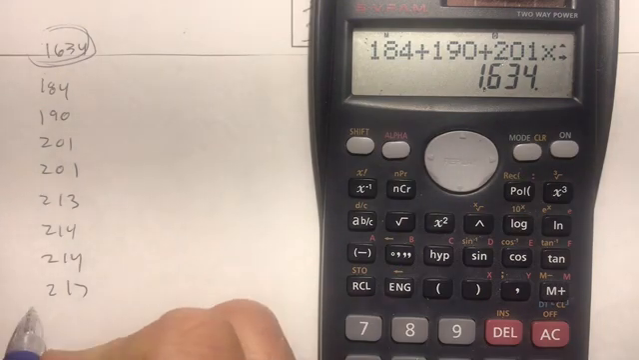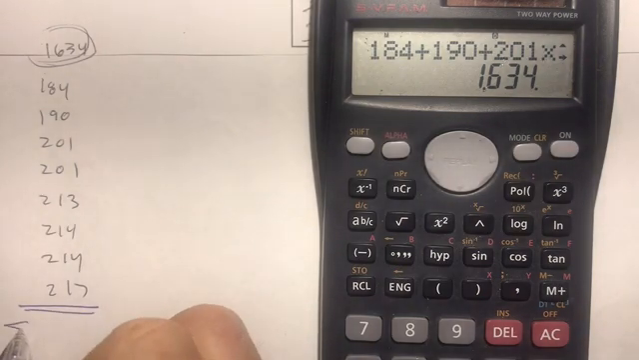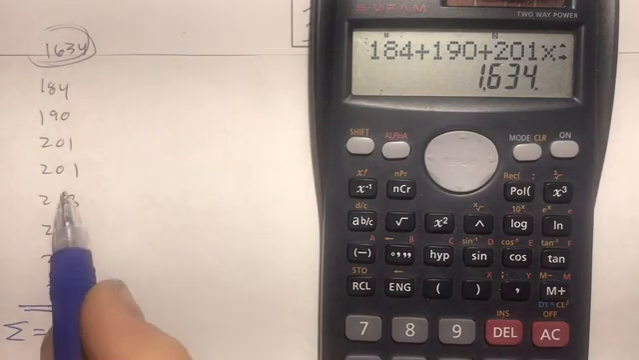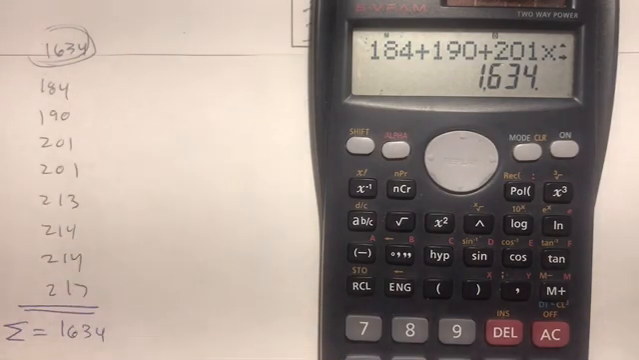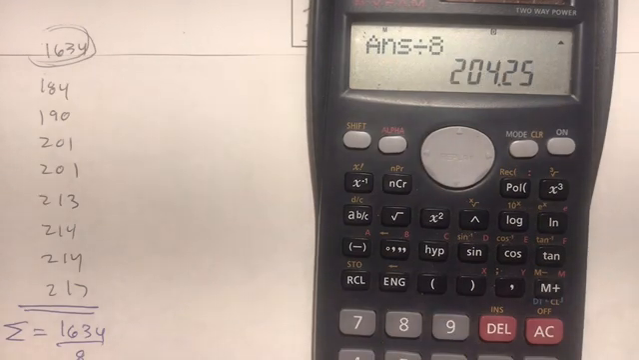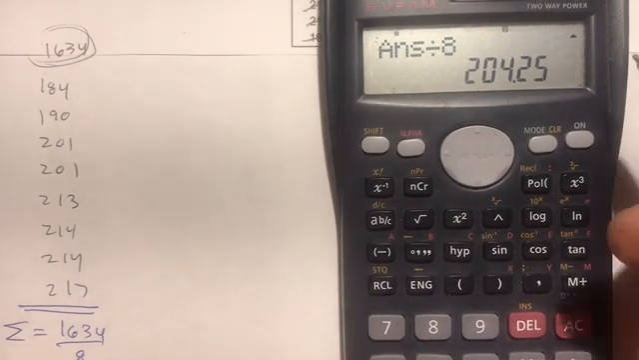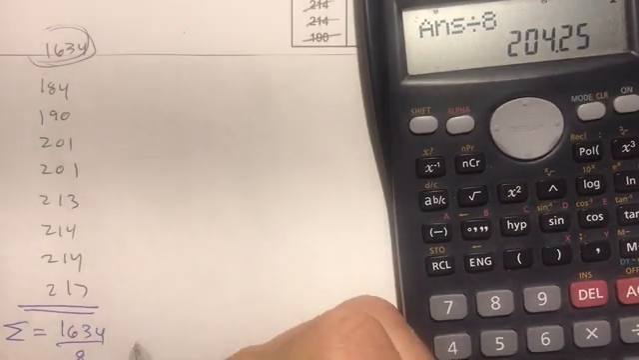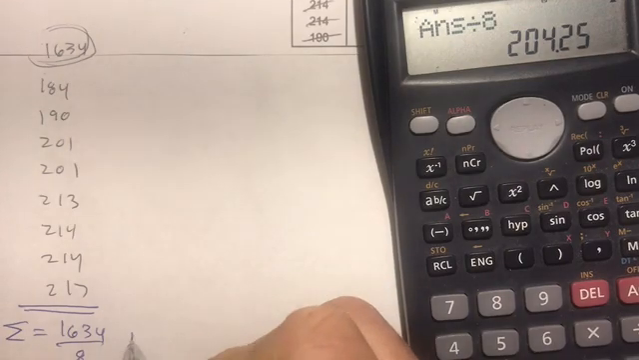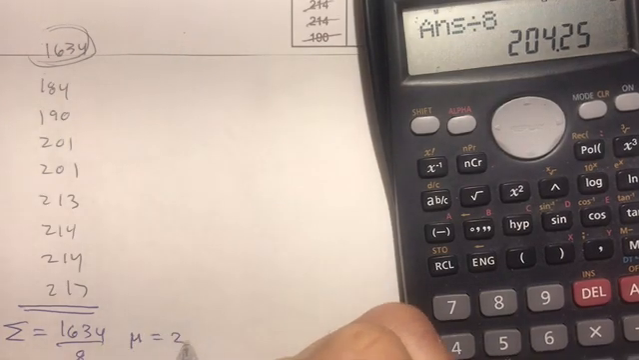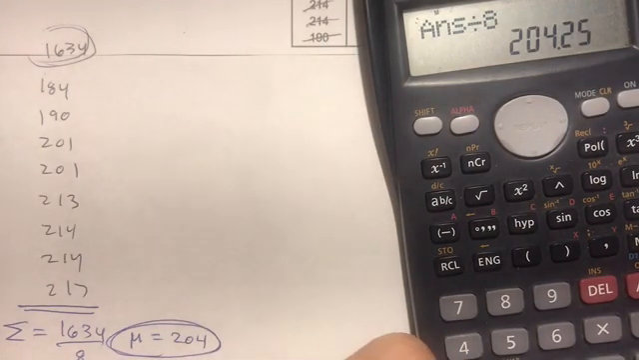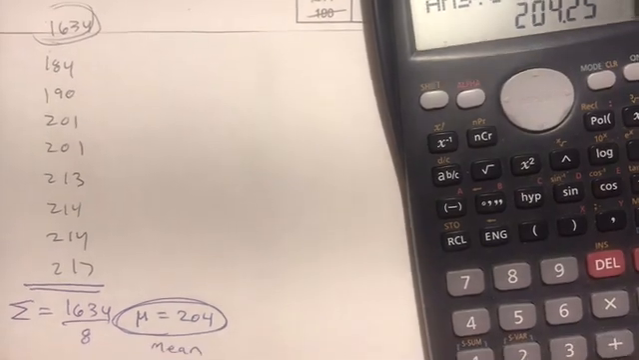All right, so when I sum these up, I get 1634. Well, there's 1, 2, 3, 4, 5, 6, 7, 8 of them. I'm going to divide by 8. So divide that by 8, and I get 204.25. All right, I'm just going to knock off the 25 and round it to 204. Okay, so this is my mu. That's my mean, okay? So I need that.